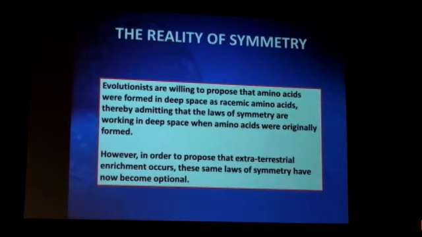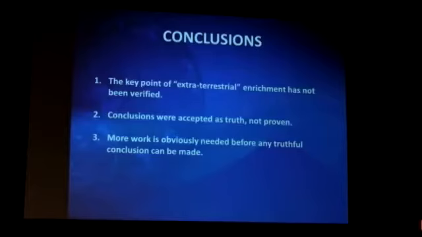And so the reality is evolutionists are willing to propose that amino acids are formed in deep space as racemic amino acids, thereby admitting that the laws of symmetry are working in deep space when amino acids were originally created there. But in order to propose that extraterrestrial enrichment occurs, these same laws of symmetry have now become optional. And so likewise, this point has not been demonstrated to be proved. In fact, their conclusions were only accepted as truth and never proven. And so now we have three different points out of those four that have not been shown to be true, and no evidence to support them.